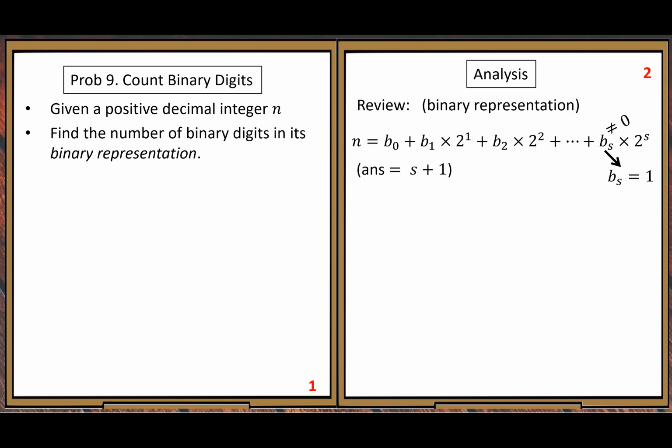Then the answer, the number of binary digits, the number of bits, is s plus 1, if you know s. But we don't know s. So the question becomes how to find that s. Given n, we need to find that s. That's the problem.